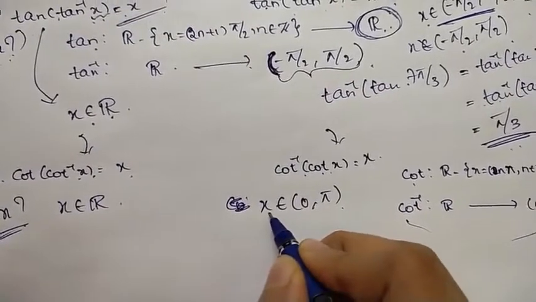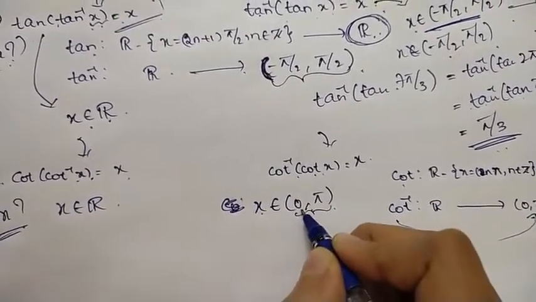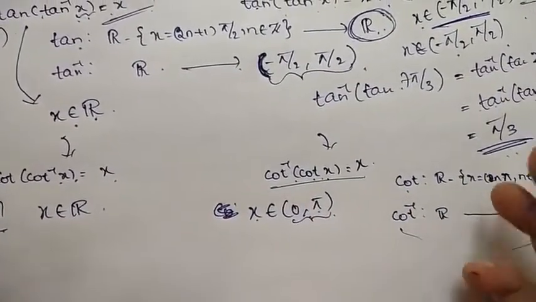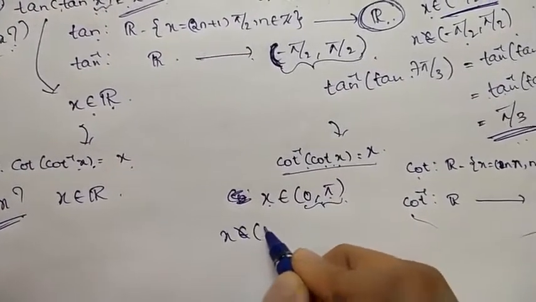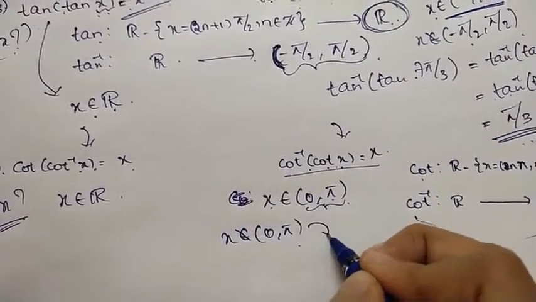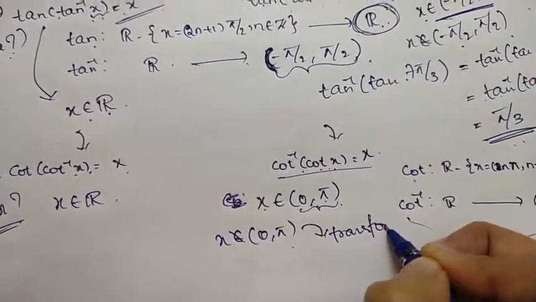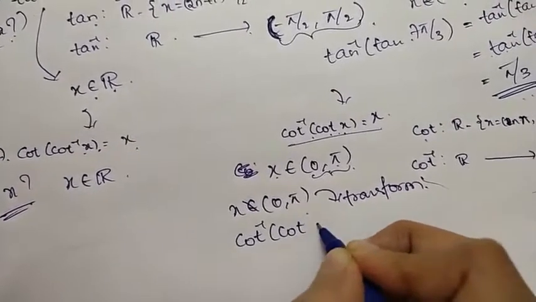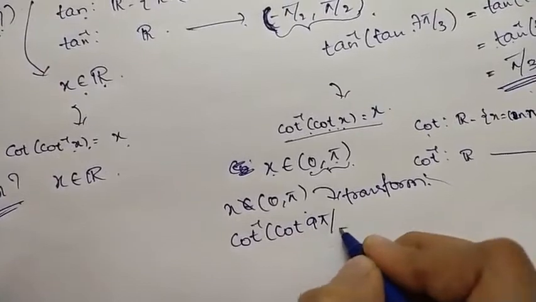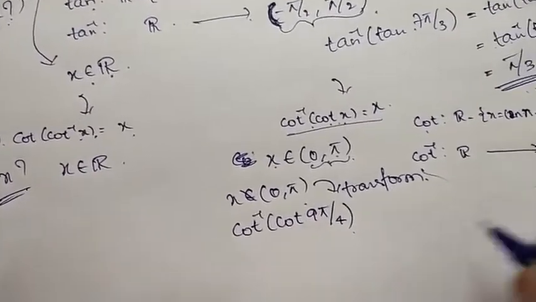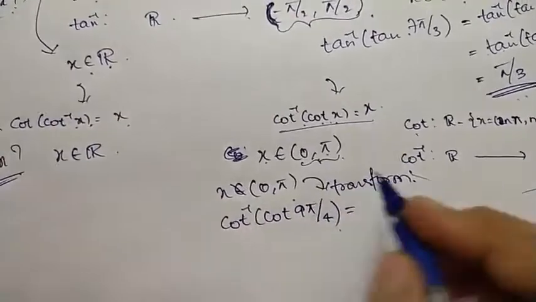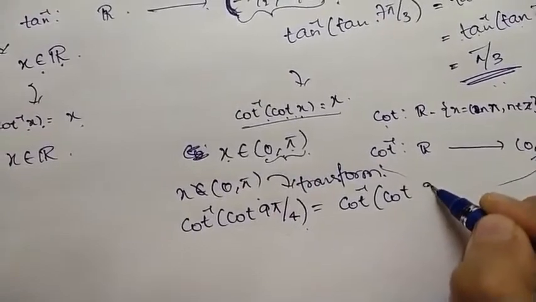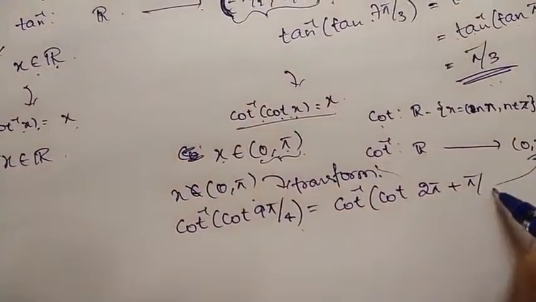Suppose x belongs within this interval, that is the open interval 0 to pi, then in this format, cot inverse of cot x is equal to x. Suppose x does not belong within 0 to pi, at that time we are going to transform the angle. So how will it be? Suppose I take cot inverse of cot 9 pi by 4. I can write 9 pi by 4 as 2 pi plus pi by 4.